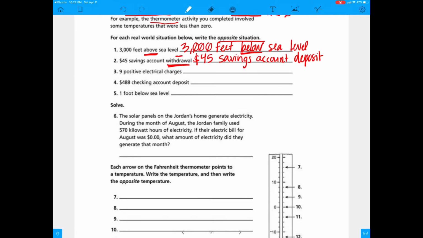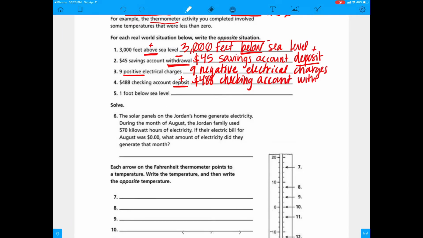Number 3 is 9 positive electrical charges. If I look back to numbers 1 and 2, I'm looking for those words that are my opposite: above, withdrawal. In this case it's positive, so 9 negative electrical charges. In all of these, 1 through 5, there's going to be a word that is the mathematical one we're looking for the opposite of. And again, number 4 has deposit. So the $488 checking account deposit, the opposite would be a withdrawal, not savings account.